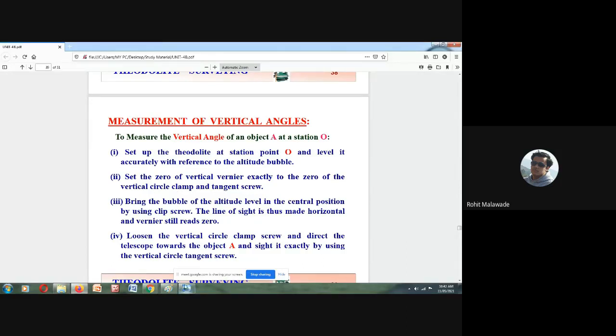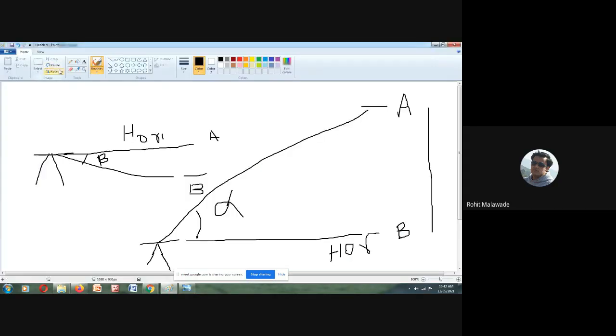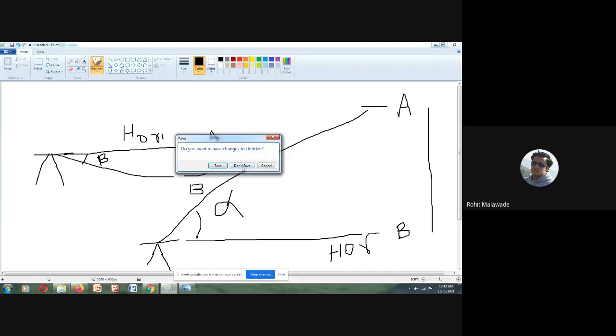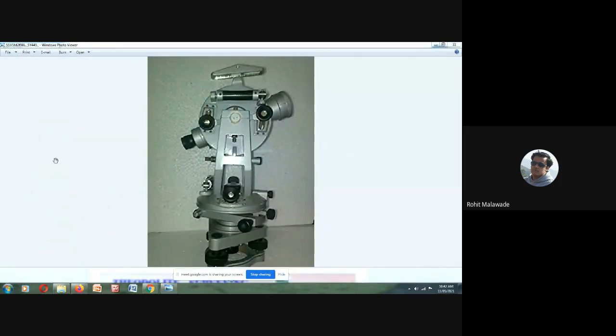Now this is reading an elevation angle. What you need to do is make this telescope exactly horizontal, where the zero of the vertical circle is going to meet with the zero of your vernier. Here you are making it exactly horizontal.